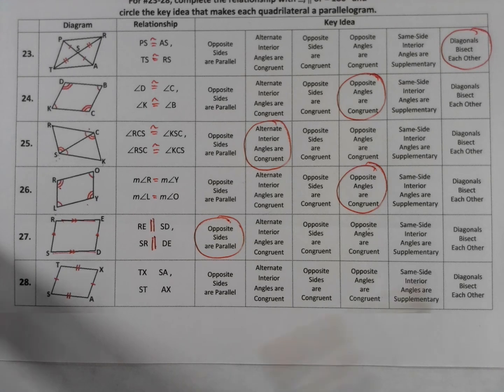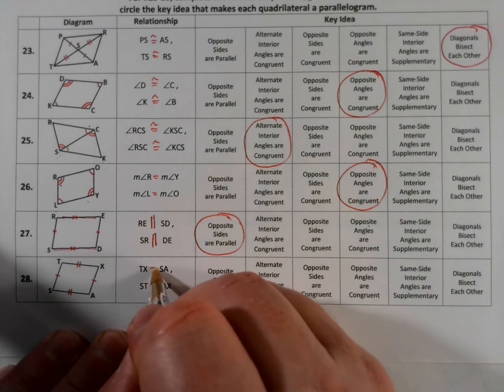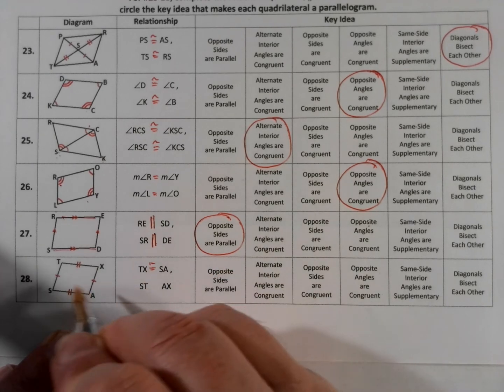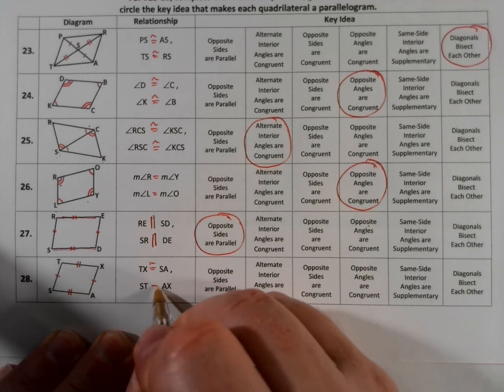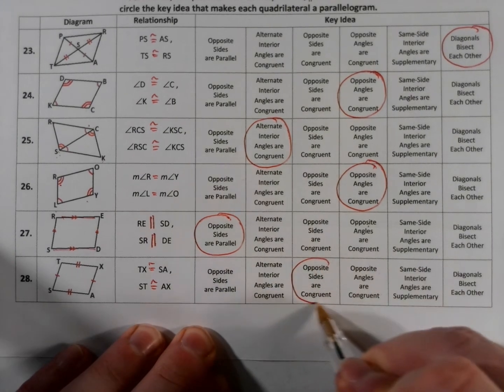Taking a look at number 28, we have TX, that's going to be congruent to SA. ST is congruent to AX. So our opposite sides are congruent.